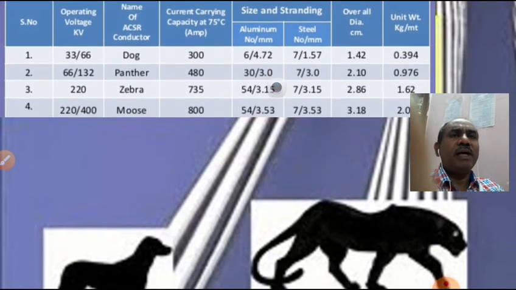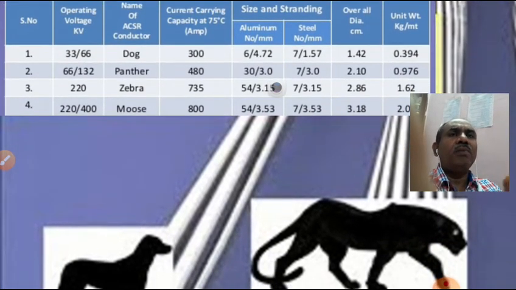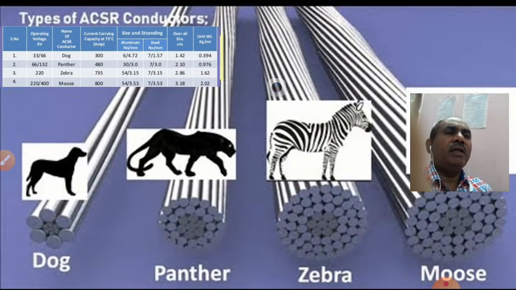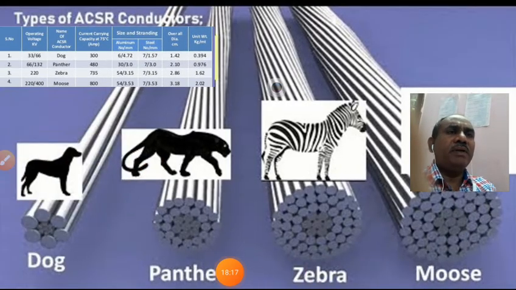So based on these panther conductors or different conductors, how much voltage it can withstand. Based on this, generally the line men use this type of conductors, and this is the basic idea. Now let us see the next one.